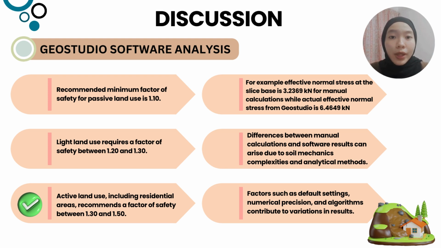For our case study, which is the slope failure near residential areas, the most suitable chosen FOS here is 1.5, which is the range for active land use. Active land use includes residential areas. You can see the differences of the result in manual calculation and GeoStudio, where the value from GeoStudio is slightly bigger compared to the manual calculation.